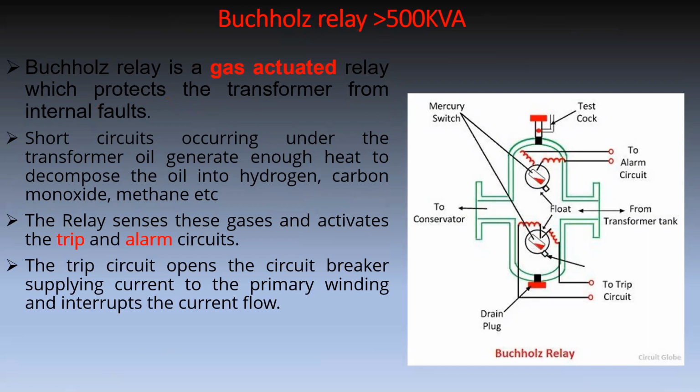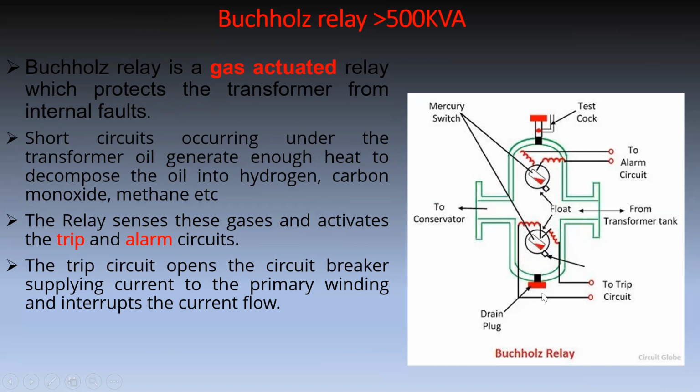The Buckholz relay is used in oil immersed transformers of more than 500 kVA. This relay is a gas actuated relay, which protects the transformer from internal faults. This is the main tank, which holds the internal parts of the transformer. The Buckholz relay is connected between the main tank and the conservator. In between them, we have this Buckholz relay.